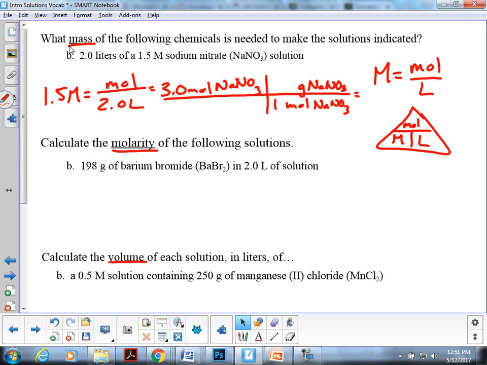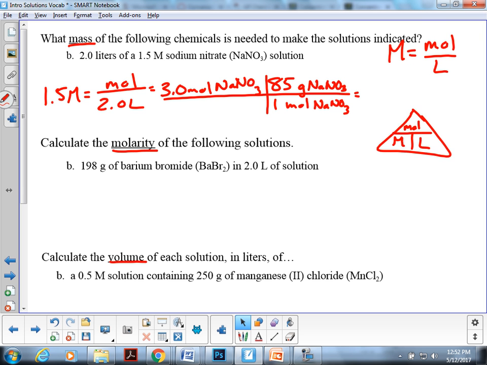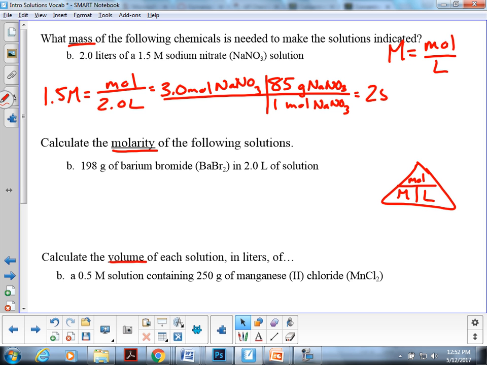So sodium is 23, approximately. Nitrogen is 14. Oxygen is 16 times 3. That cannot be right, that was way off. That's better. Get 85 times 3, and I get... and if you look on the bottom, oh, there's the answer. Oh my gosh, they just keep giving.